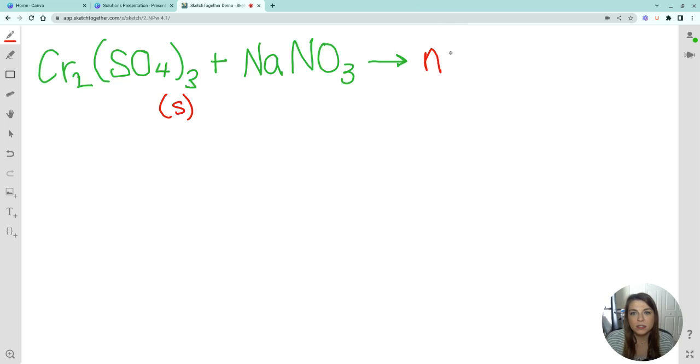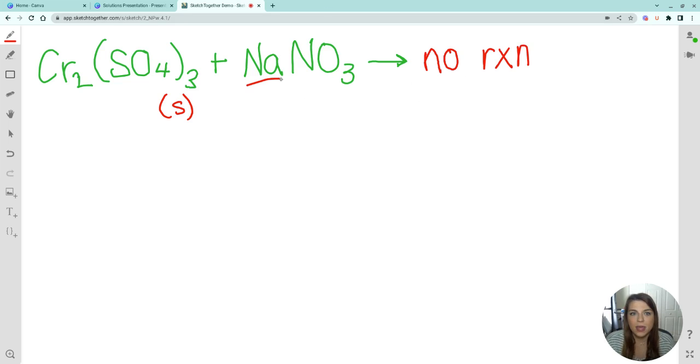This is because you're not going to be able to break apart the chromium 3 sulfate just using water. You may be able to break it in some other circumstances, but it really does not want to break apart. So this is going to result in no reaction. And the reason is because one of our reactants is insoluble in water. They can't have a precipitate reaction.